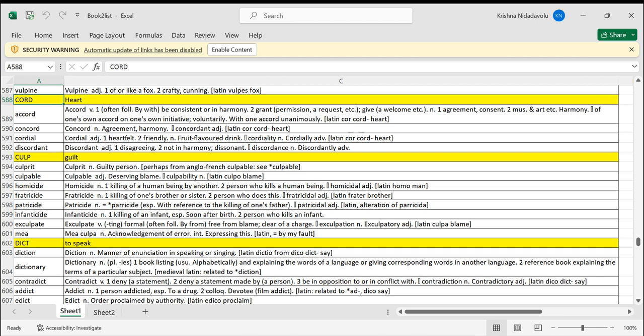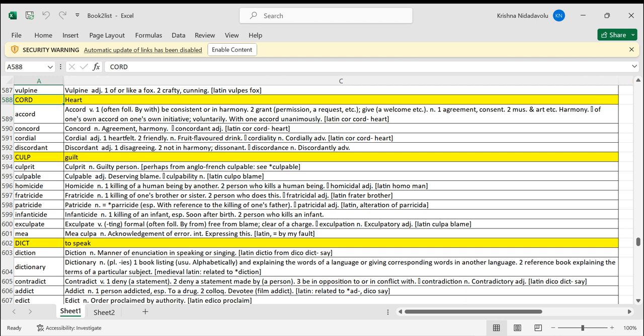Accord, A-C-C-O-R-D. Accord is to grant, to be in harmony, to agree. When you agree with someone, basically both of your hearts are saying the same thing. You agree with heart, right? So accord is related to heart. Peace accord means peace agreement. In accord with each other. That means their hearts are together. Two things or two people being in accord with each other means their hearts are together. They are in complete agreement.